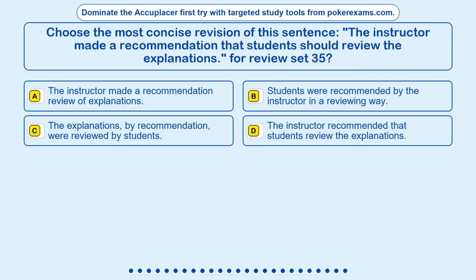Question 22. Choose the most concise revision of this sentence. The instructor made a recommendation that students should review the explanations. For review set 35. Option A. The instructor made a recommendation review of explanations. Option B. Students were recommended by the instructor in a reviewing way. Option C. The explanations, by recommendation, were reviewed by students. Option D. The instructor recommended that students review the explanations.